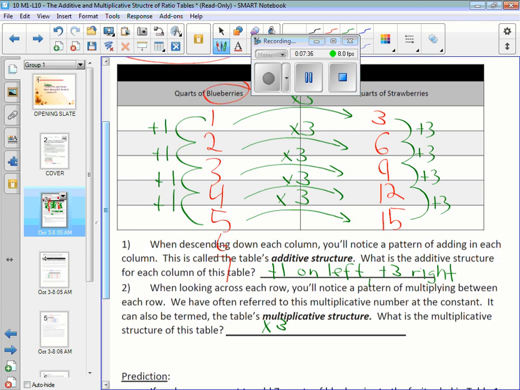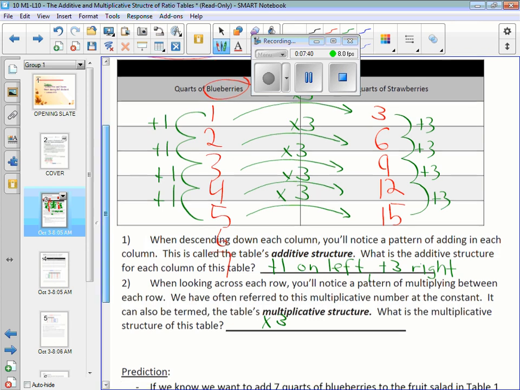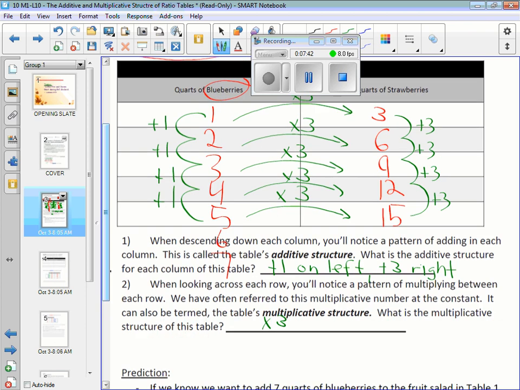Antonio, how'd you do it? Well, I knew that 5 quarts of blueberries was 15 quarts of strawberries. So then I knew 6 was 18, and then 18 plus 3 was 21. Okay, so you technically used additive structure. You added 3 to 15 and 3 to 18 and got us 21. What else can you do?